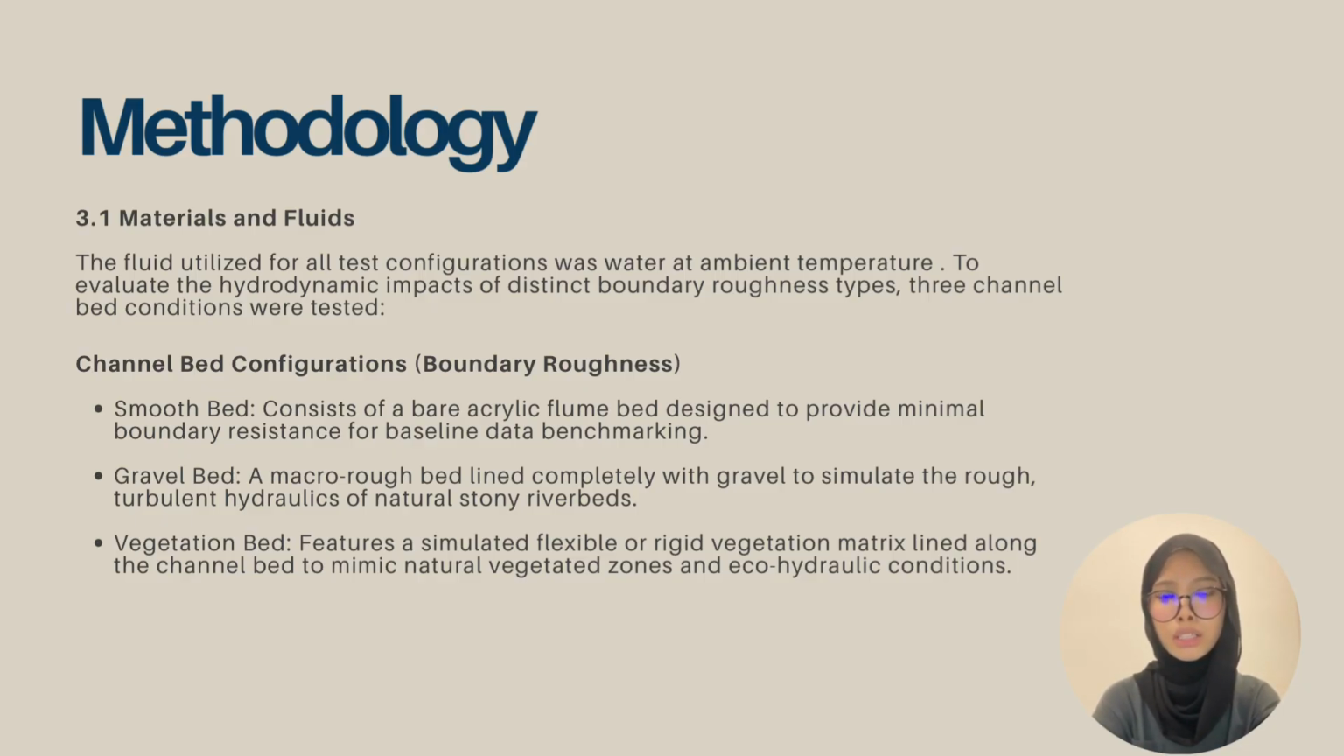The third one is the vegetation bed, which used either flexible or rigid artificial vegetation along the channel bed. This setup simulated a vegetated river channel, which allowed us to observe how plants influence the water flow and velocity distribution. By comparing these 3 bed conditions under the same flow rates, we were able to evaluate the effect of boundary roughness on hydraulic characteristics.